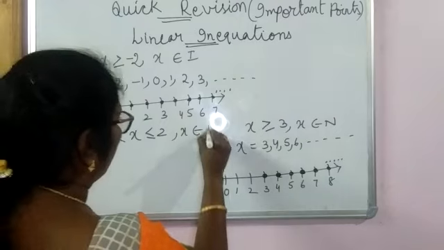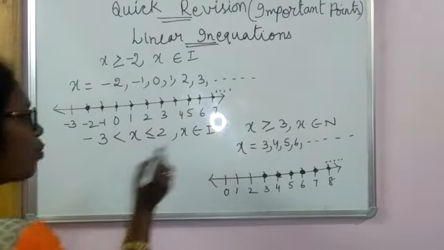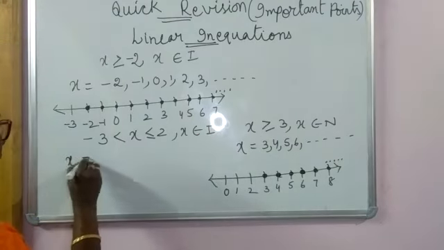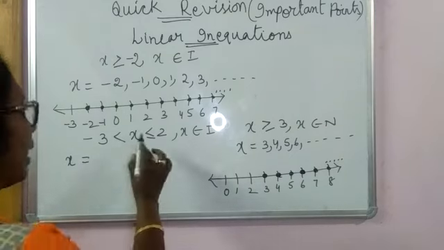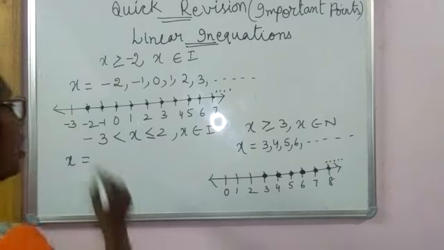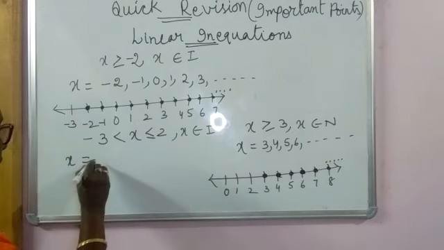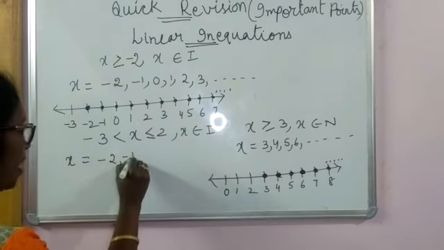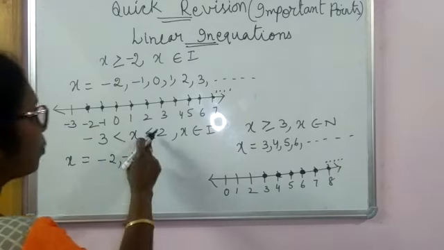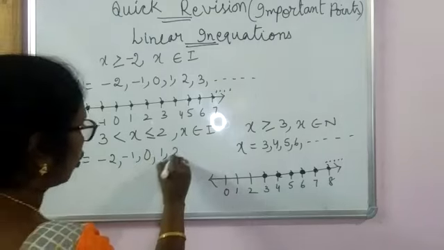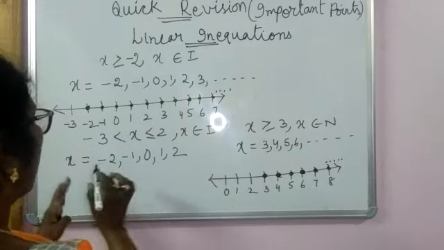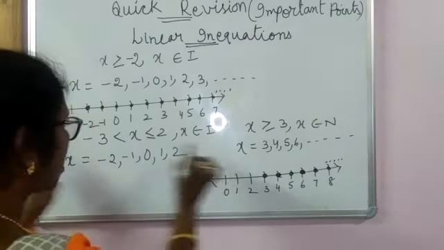x belongs to integers. That means what are the values of x? Here minus 3 is less than x means x is greater than minus 3. What are the integers greater than minus 3? Minus 2, minus 1, 0, up to less than or equal to 2, means up to 2 you have to write. So here the value of x, the answer is this.